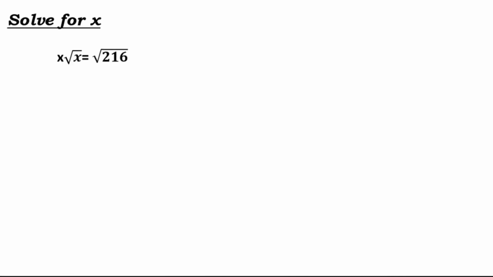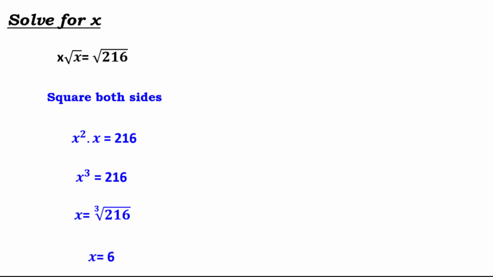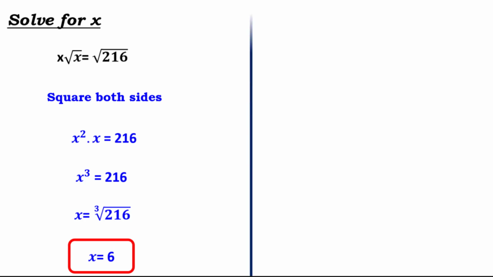Solve for x. x radical x equals radical 216. How can we find the value of x here? Square both sides. We will get x squared times x equals 216. x squared times x is x cubed equals 216. To find the value of x here, we will find the cube root of both sides. We will get x equals 6 because the cube root of 216 equals 6. Then the value of x equals 6.